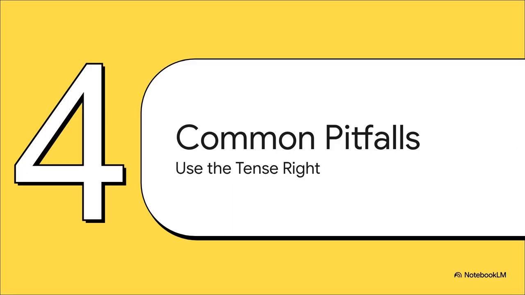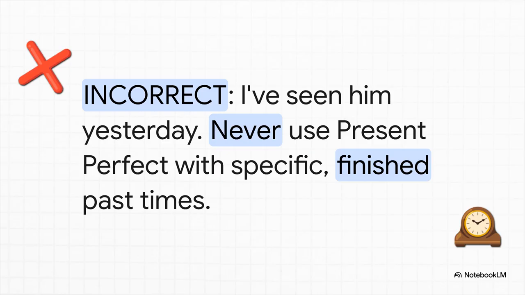It's really that simple. So we've built our bridge, we know when to use it, now let's make sure it's structurally sound. We're going to look at 2 super common pitfalls so you can avoid them and use this tense with total confidence. Okay, this is, without a doubt, the number one mistake people make. You simply cannot use the present perfect with a finished time word. Saying, "I've seen him yesterday," is incorrect.